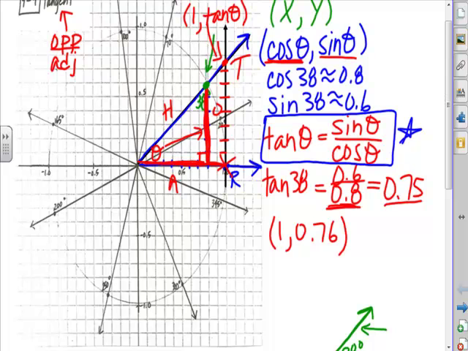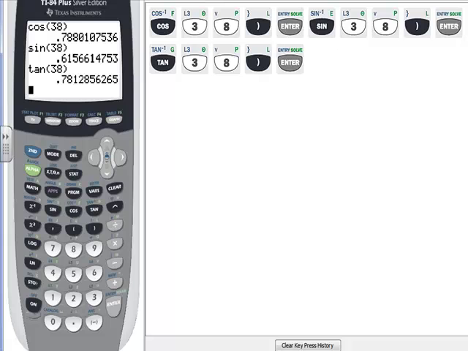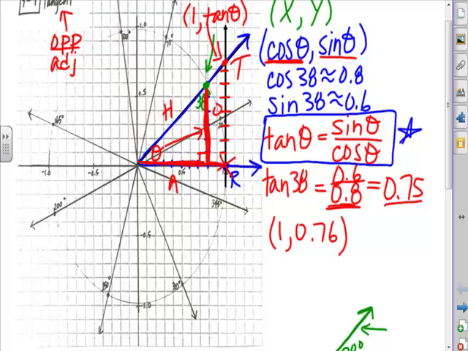Now, if you remember from our calculator, our tangent value is actually 0.78. So once again, we're using a graph. It's an approximation. It's not perfect, but this is actually a geometric connection that you need to be aware of. I have seen it on a Regents exam.